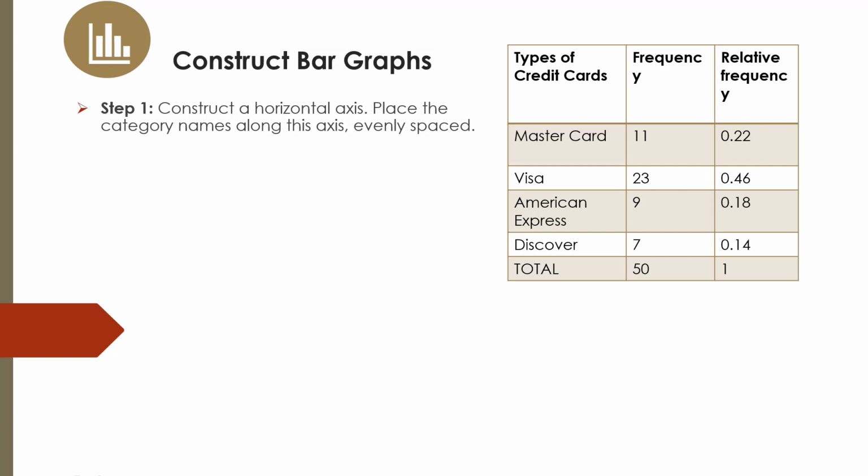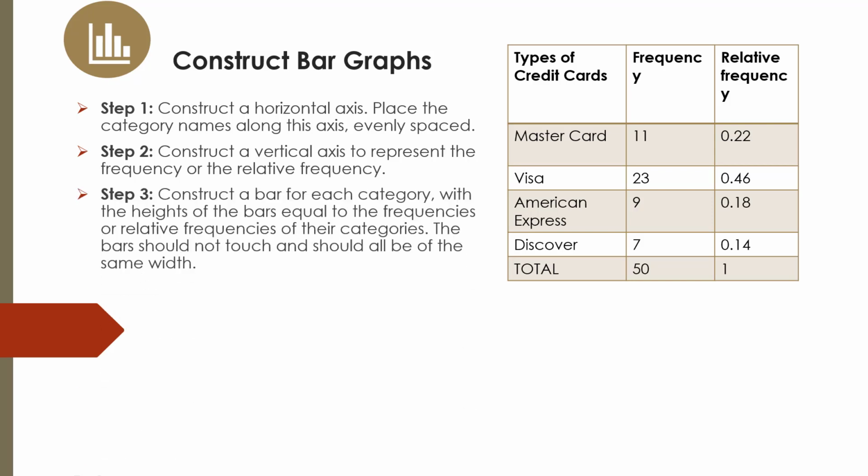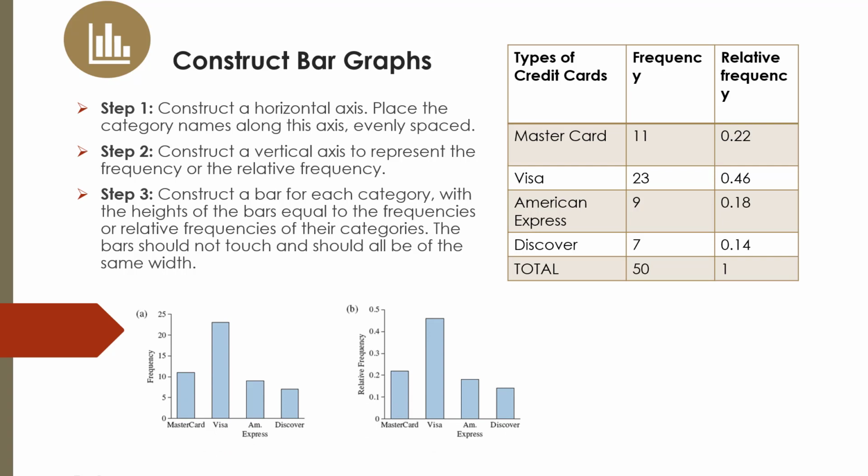So to construct a bar graph, first of all, we construct a horizontal axis and place the category names along the axis, evenly spaced. Step 2, construct a vertical axis to represent the frequency or relative frequency. Step 3, construct a bar for each category with the height of the bar equal to the frequency or relative frequency of the category. The bars should not touch and should all be of the same width. So these two are the bar graphs of frequency and relative frequency.